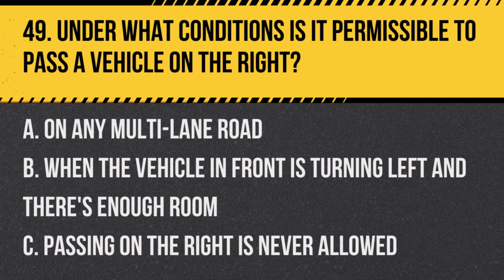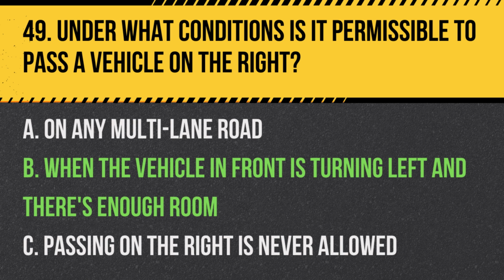Question 49. Under what conditions is it permissible to pass a vehicle on the right? A. On any multi-lane road. B. When the vehicle in front is turning left and there's enough room. C. Passing on the right is never allowed.